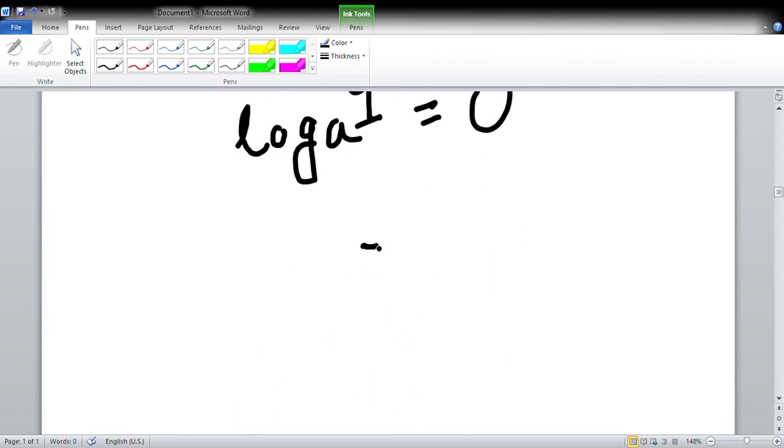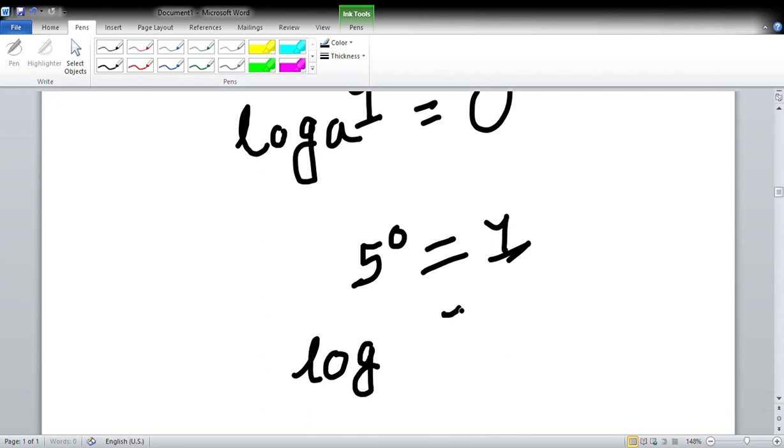Take the example of 5 to the power 0 is equal to 1, right? If you convert it to logarithmic form, log of 1 with the base 5 is equal to 0. So that means log of 1 with any base will be equal to 0, right?